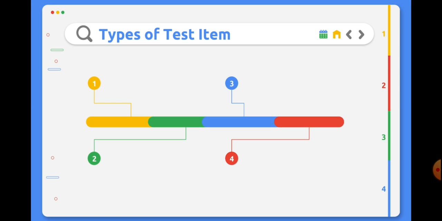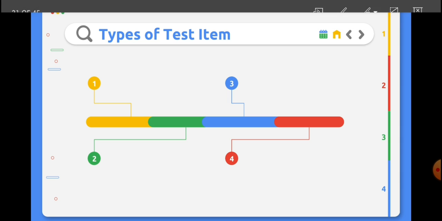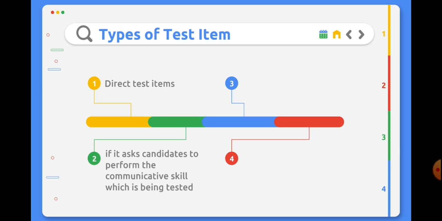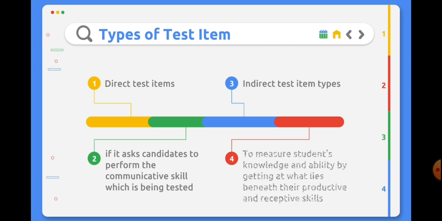Now we are moving on to the types of test item. There are two types of test item. The first one is direct test items, which ask candidates to perform the communicative skill being tested. The second one is indirect test item types, which measure students' knowledge and ability by getting at what lies beneath their productive and receptive skills.